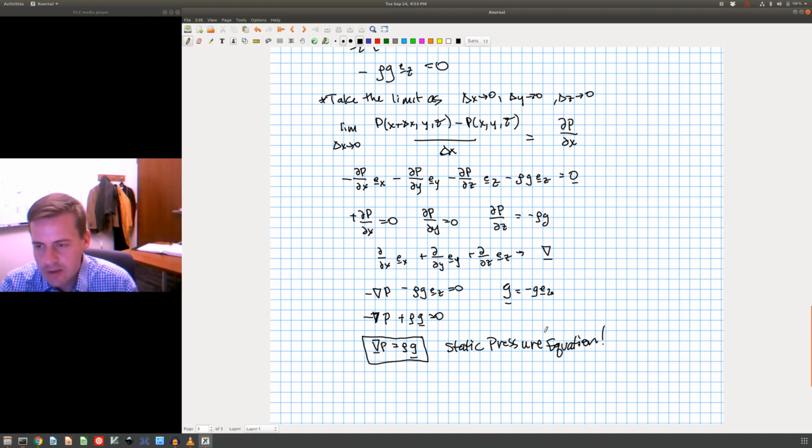All right, so what does that mean? It means these three equations, the same thing. It's a vector equation, so it's really three equations. It says there's no pressure gradient in the x direction, there's no pressure gradient in the y direction, and there's a pressure gradient equal to minus ρg in the z direction.